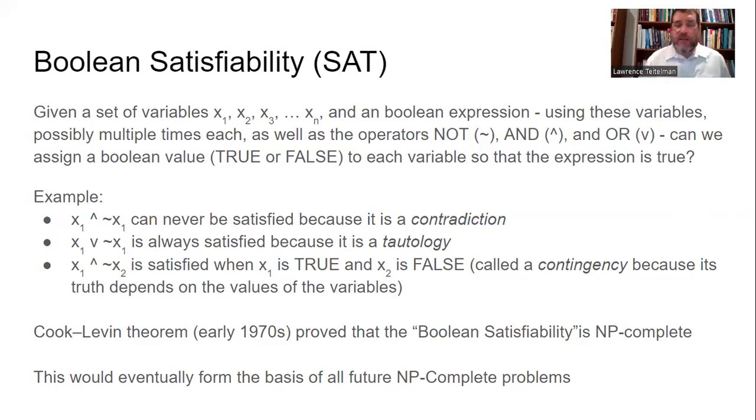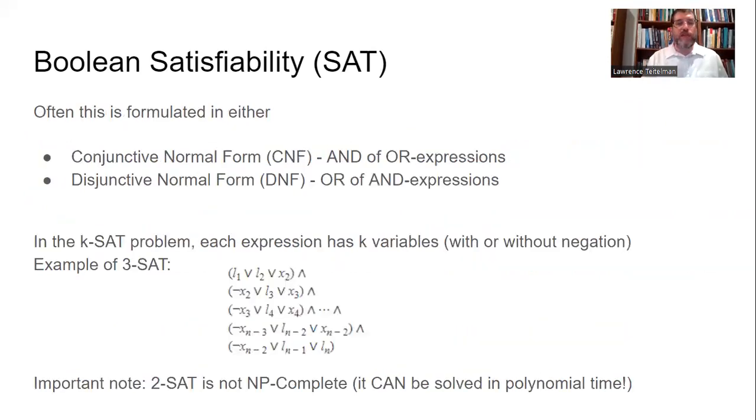Now, there are certain kinds of Boolean satisfiability. Something called 2-SAT, where every clause has just two variables, is actually solvable in polynomial time. The Boolean satisfiability we're talking about is 3-SAT or bigger. It's important to understand this. You may have seen this in 120 or 320.